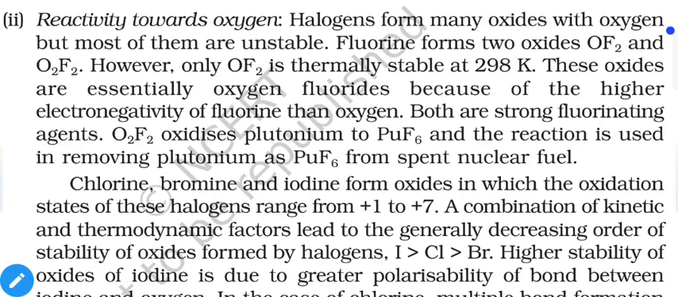So a combination of kinetic and thermodynamic factors leads to generally decreasing order of stability of oxides formed by halogen: I is greater than Cl is greater than Br. So in this case we have uneven situation. It is not a sequential order but slightly different, because two different factors are acting against each other and the more dominant factor will show its effect.